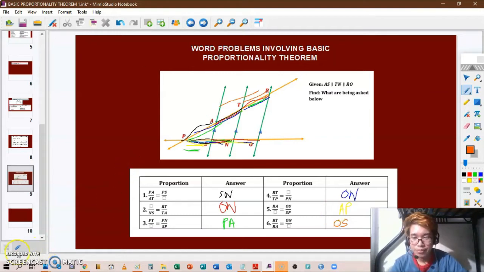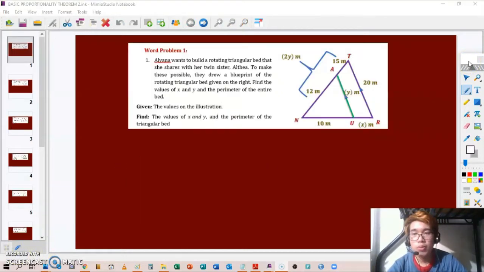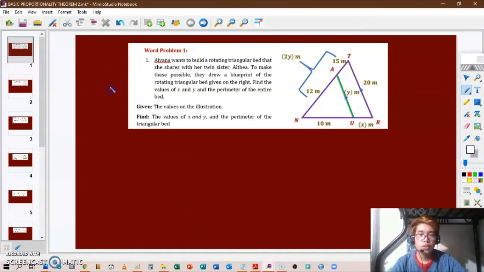There you go. For our word problems regarding the basic proportionality theorem, let's try to solve some of these. Word problem 1: Aliana wants to build a rotating triangular bed that she shares with her twin sister. To make this possible, they drew a blueprint of the rotating triangular bed given on the right. Find the values of x and y and the perimeter of the entire bed.